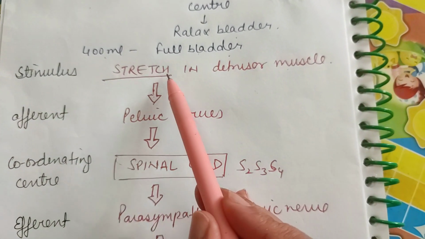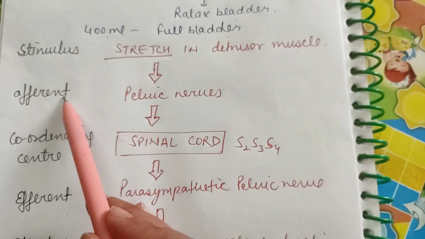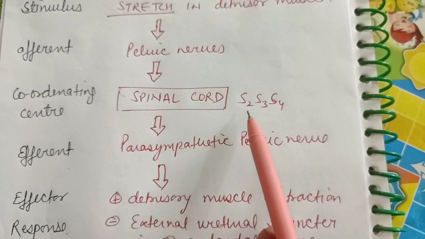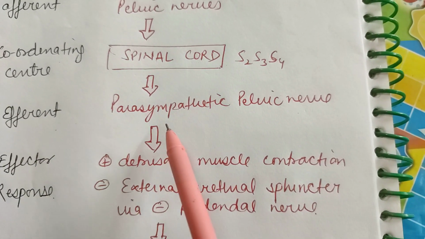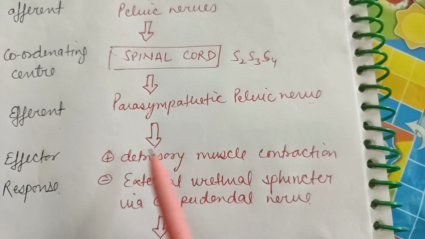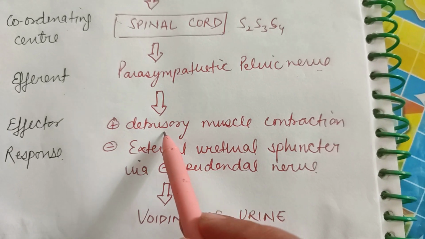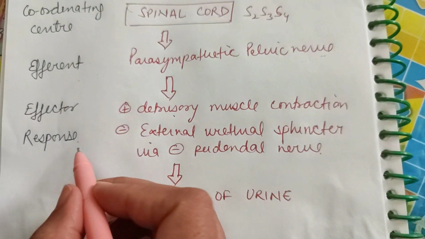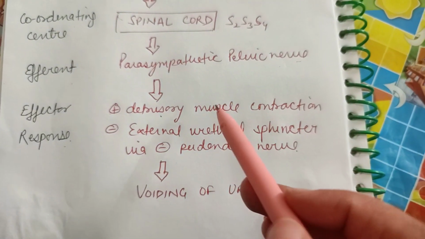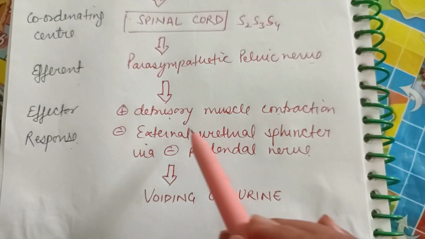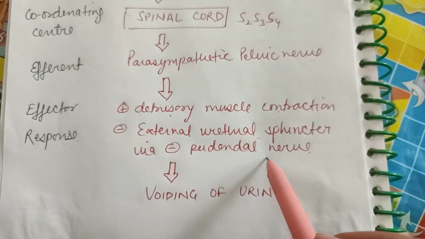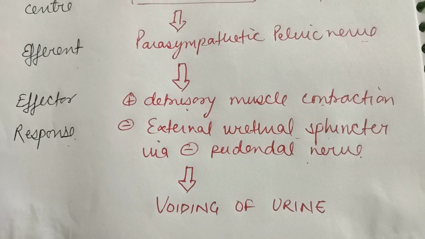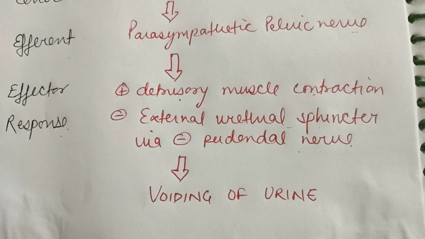So the stimulus here is stretch in the detrusor muscle. The afferent nerve ending here is the pelvic nerve. The coordinating center here is the spinal cord, S2, S3, S4. The efferent nerve ending here is the parasympathetic pelvic nerve, and the effector here is the detrusor muscle, which is stimulated, muscle contraction, and the response is detrusor muscle contraction, and the external sphincter is inhibited via inhibiting the pudendal nerve. So ultimately the response is voiding of urine. So this way you can write the micturition reflex flow chart.